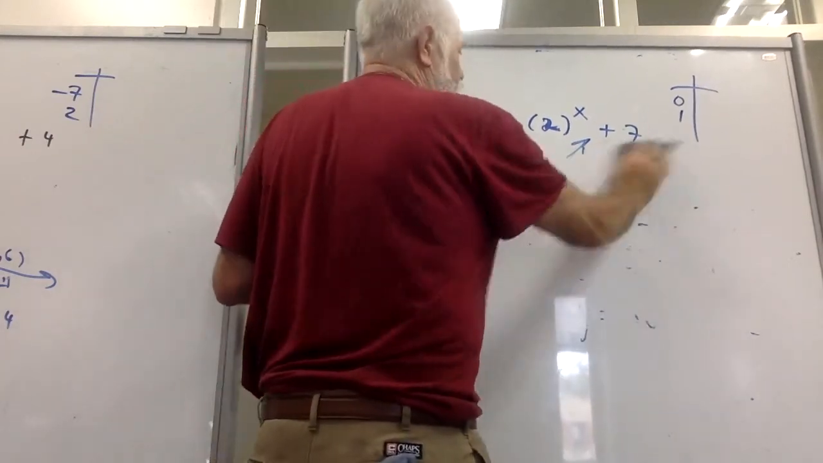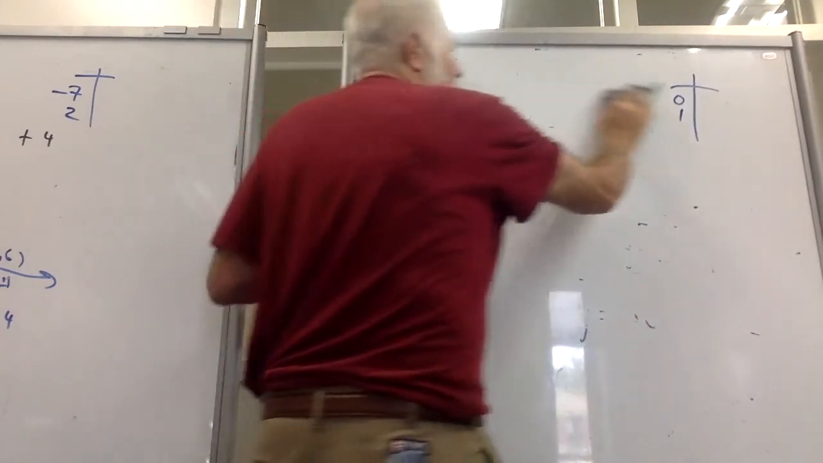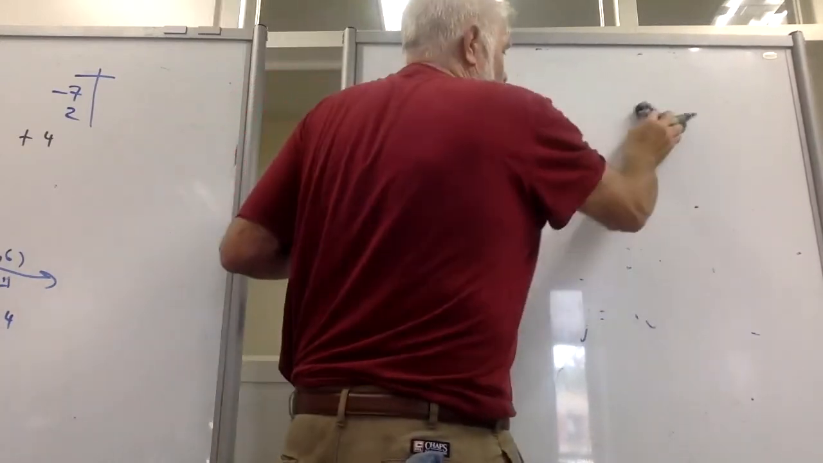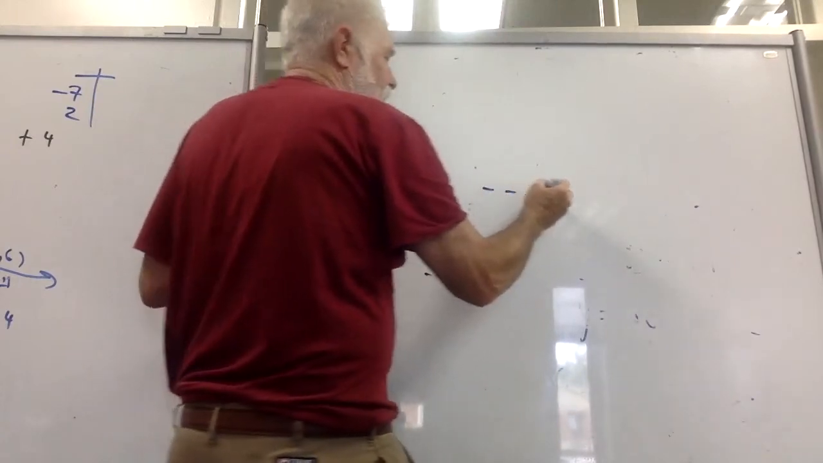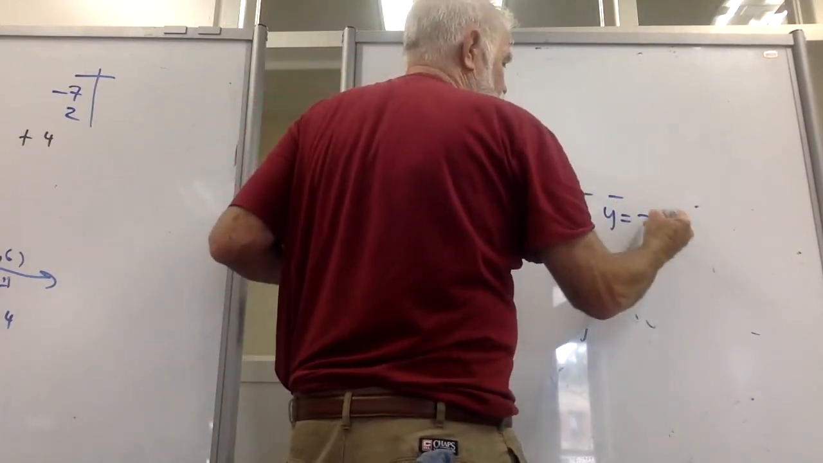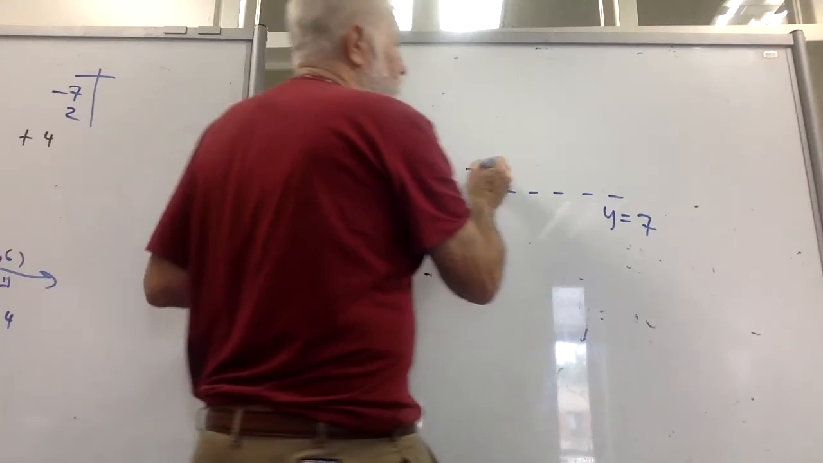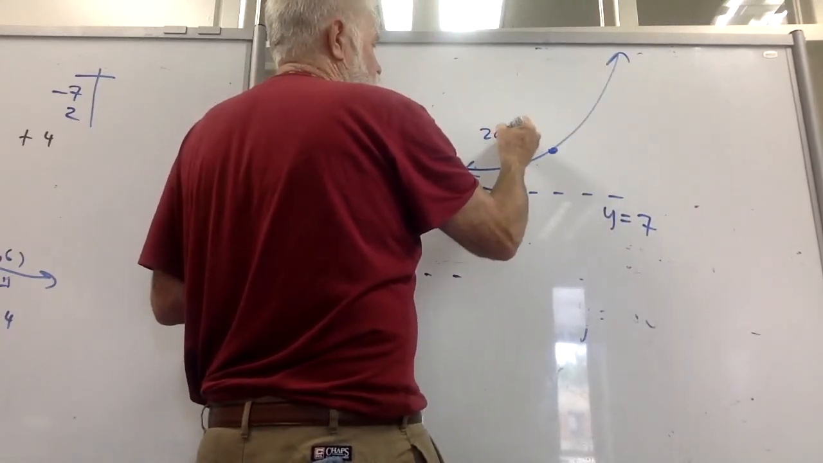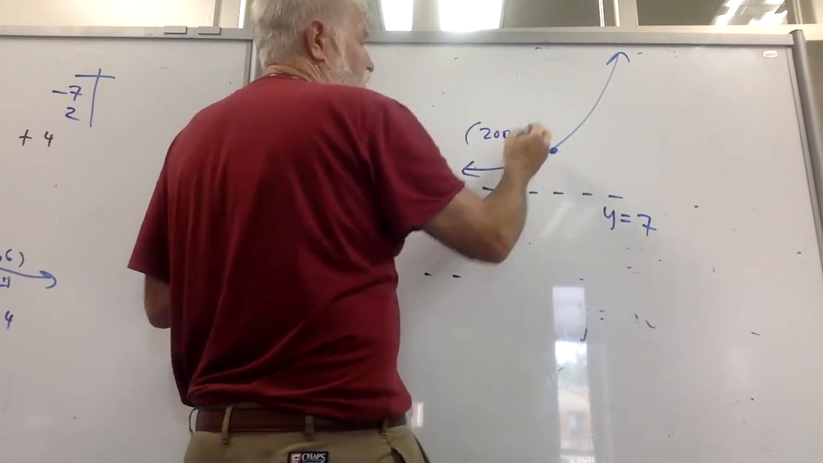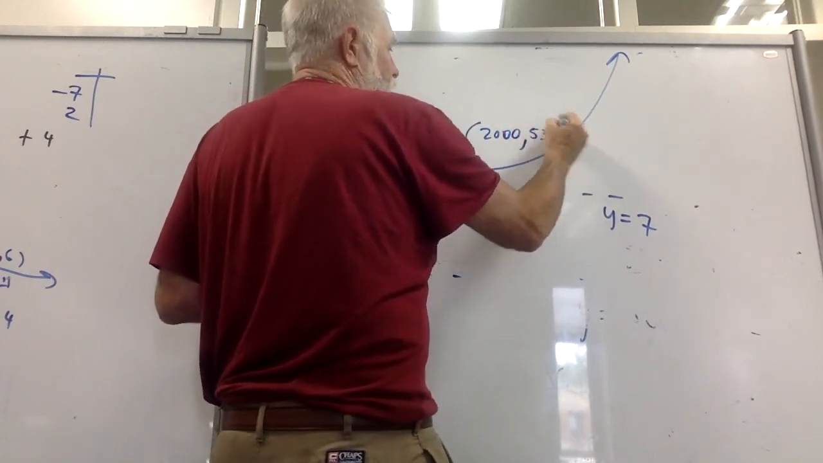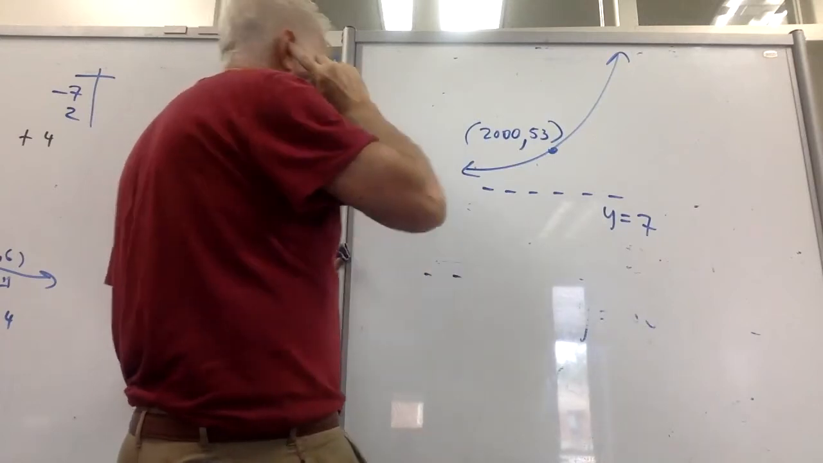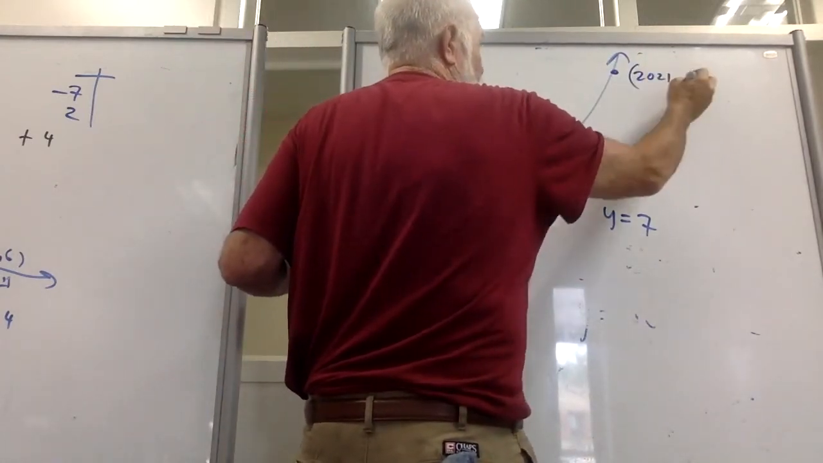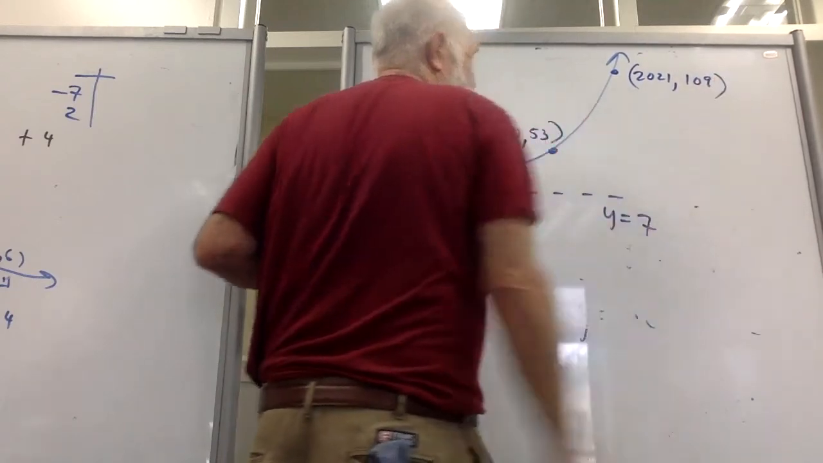Okay, so what else are you going to learn to do? You're going to learn to go from the graph back to the equation. So we'll give you one practice with that. Let's say that is y equals 7. Let's do growth again. Let's say in 2000, the year 2000, there were 53 sheep. 53 sheep in Gill. But they're growing exponentially because in 2021, there were 109 sheep.